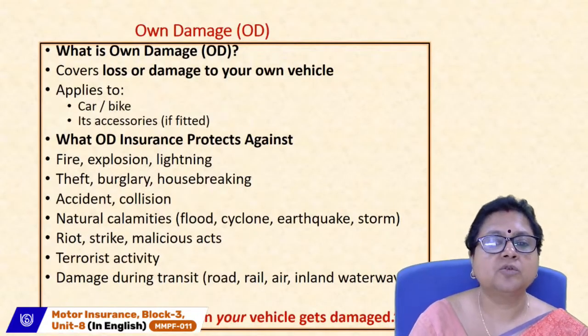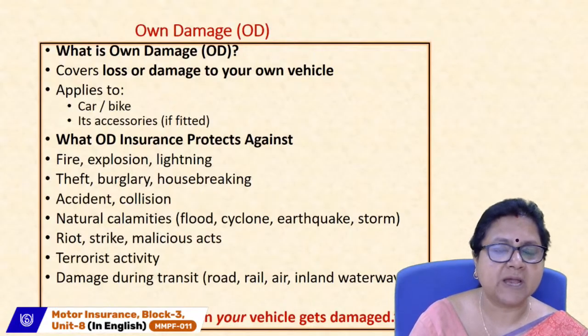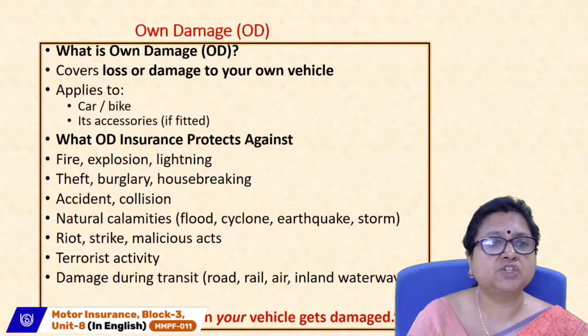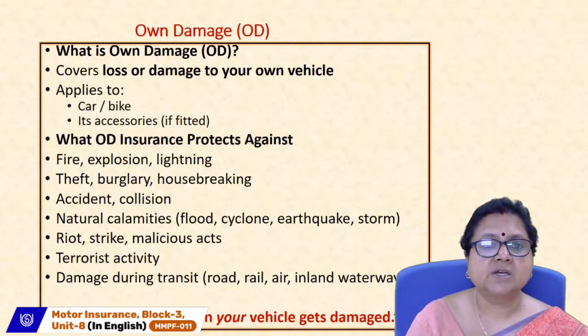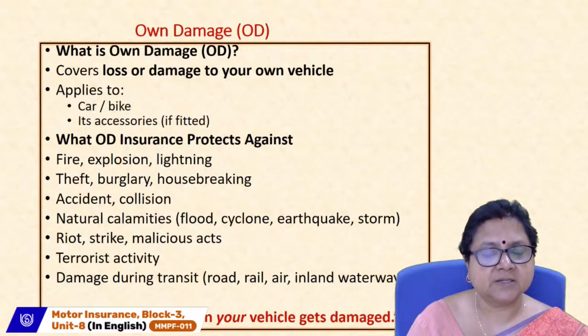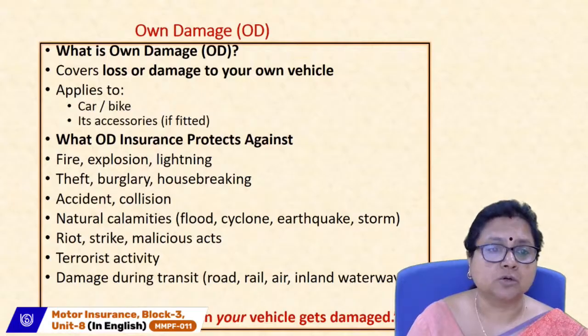Now let us go elaborately into two different dimensions. One is own damage, the other one is third party liability. Now what is own damage? Own damage, as we have discussed, in case of motor insurance, is covering the loss or damage of one's own vehicle. So suppose I have a car, suppose I have a bike, then I am safeguarding the loss of my own vehicle. So it applies to the car or bike, and its accessories, which I own.